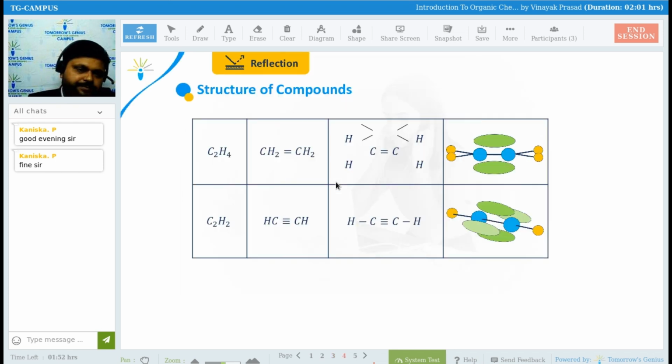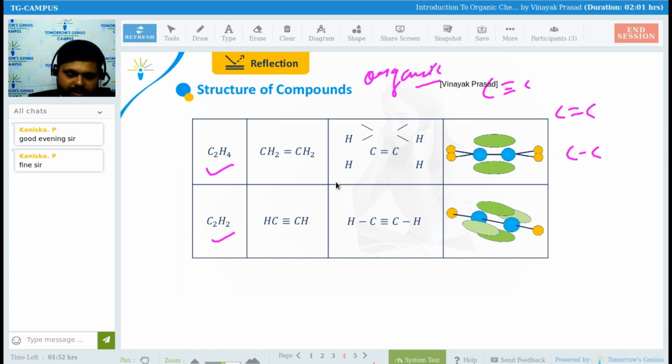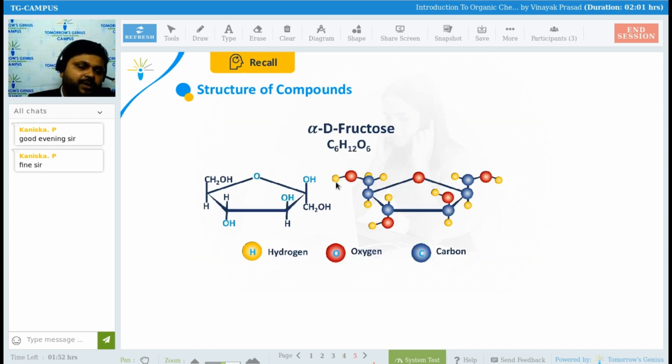Now, there are some structures that you can see here: C2H4, C2H2, where there will be a triple bond, where there will be a double bond, where a single bond will be there. So we will be learning all about carbon in this chapter, right? From where this organic compound has occurred, that we will also learn in this chapter.